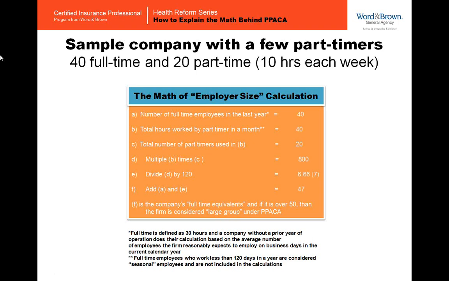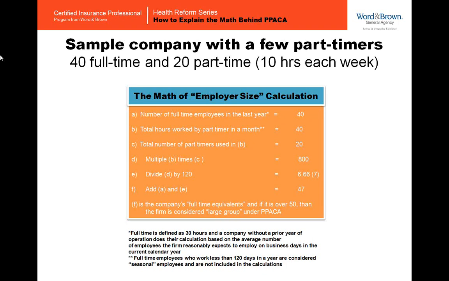I've put the answers in, so let's read down the formula. A says, how many full-time employees did I have last year? Well, in this answer, as you can see from the top, it says 40. I write the number 40 in. How many hours was worked by a part-timer in a month? Well, a part-timer is working 10 hours each week. He works 4 weeks. That's 40 hours per part-timer.